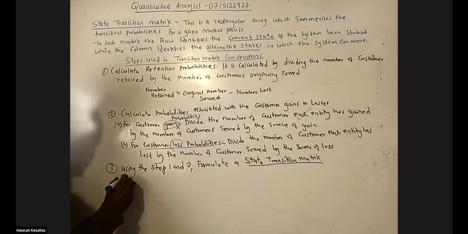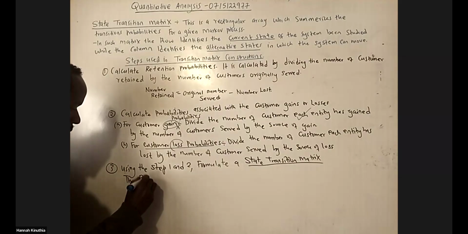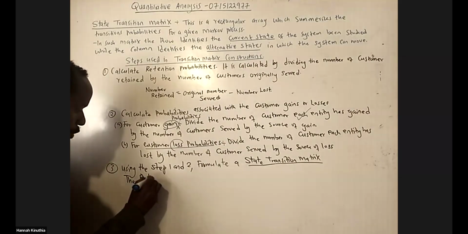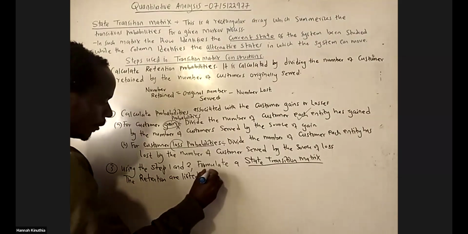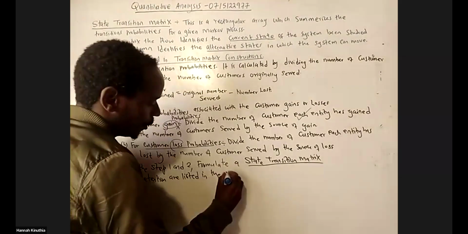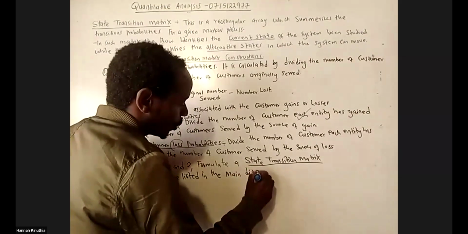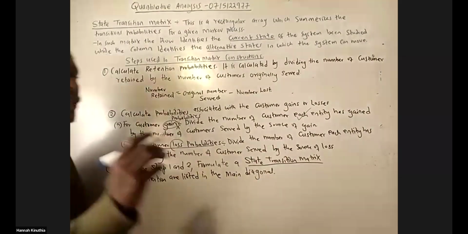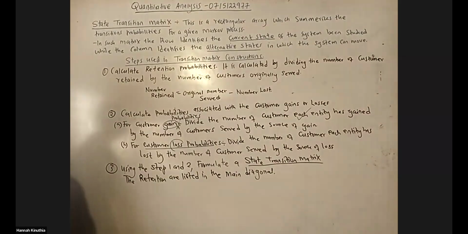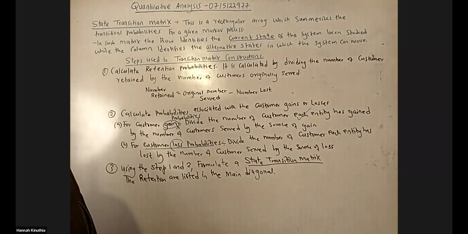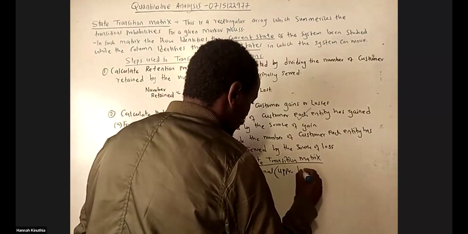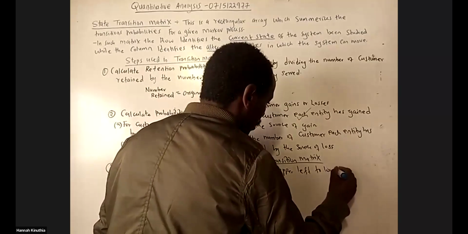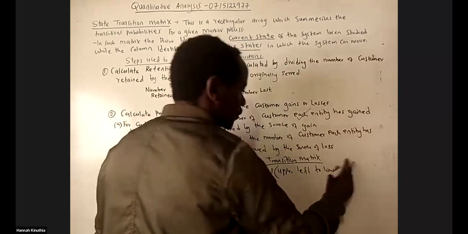And then you say the retention is listed in the main diagonal. The retention will always be listed in the main diagonal. The main diagonal goes from upper left to lower right.